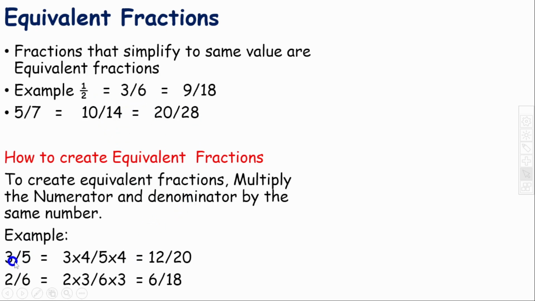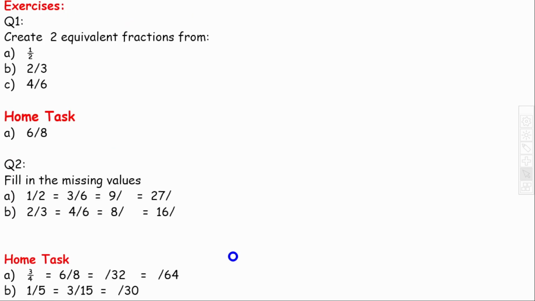So, for example, 3 all over 5, we can write an equivalent fraction of 3 over 5 by multiplying the numerator and the denominator by the same value. In this particular case, let's use 4. 3 times 4 all over 5 times 4 gives us what? 3 times 4 is 12. 5 times 4 is equal to 20. So 12 all over 20 is an equivalent fraction of 3 all over 5. That is how to create equivalent fractions. Very simple and straightforward. Now let's do some exercises to make it a lot clearer.